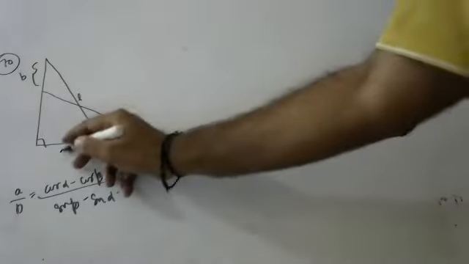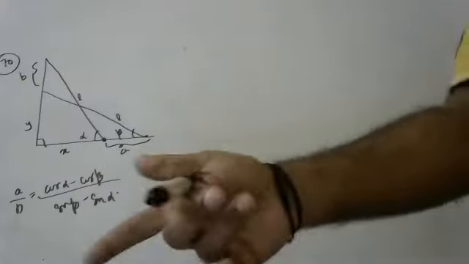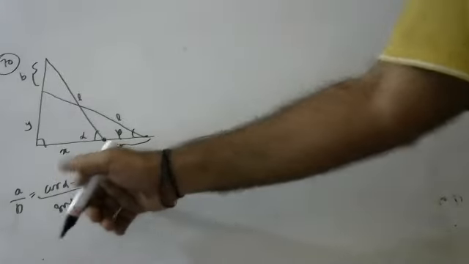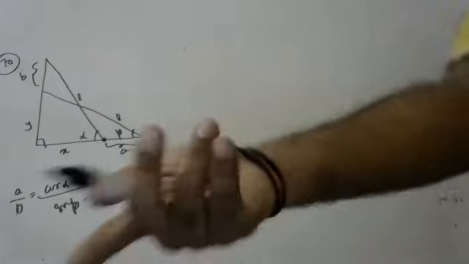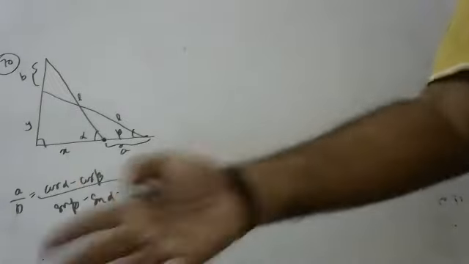Please see here, children. This I will take as x, this I will take as y. I told you many times, from the question you go to the solution. In the question, cos alpha, cos beta is there, sin alpha, sin beta is there. Let's solve them only and we'll get the answer.